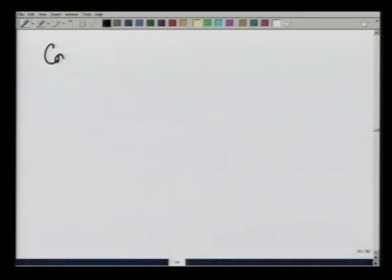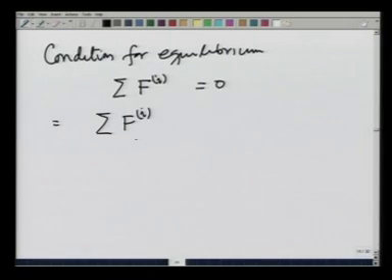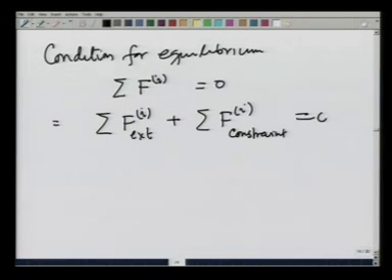So, the condition for equilibrium of any system is that the summation of all forces on any particle, the ith particle, be 0. This may include the externally applied forces on the ith particle plus F on the ith, which are constraint forces. Their sum is 0. If each particle is in equilibrium, the system is in equilibrium.